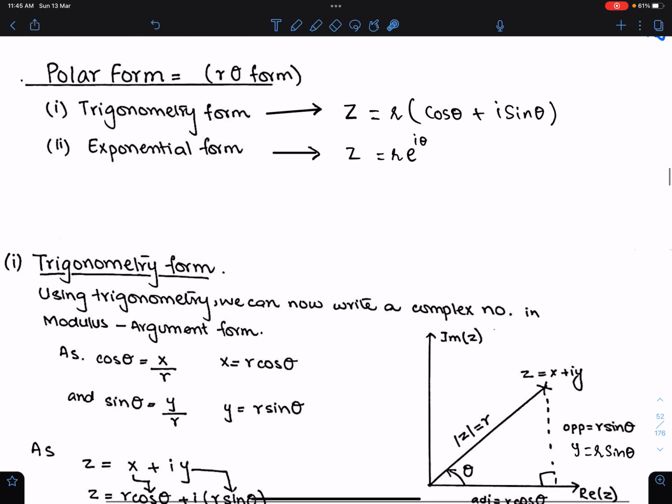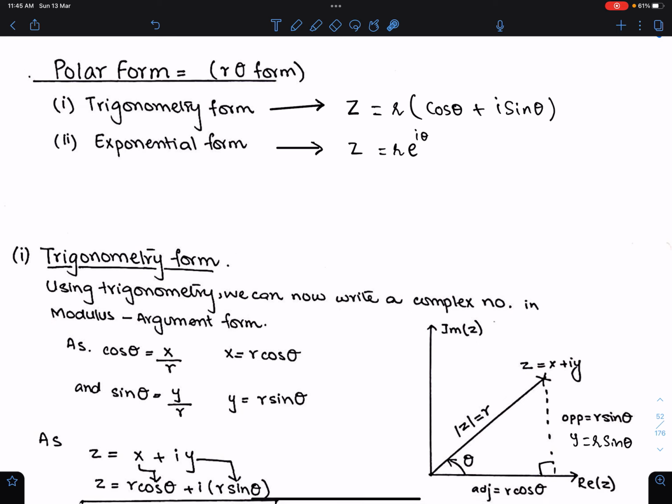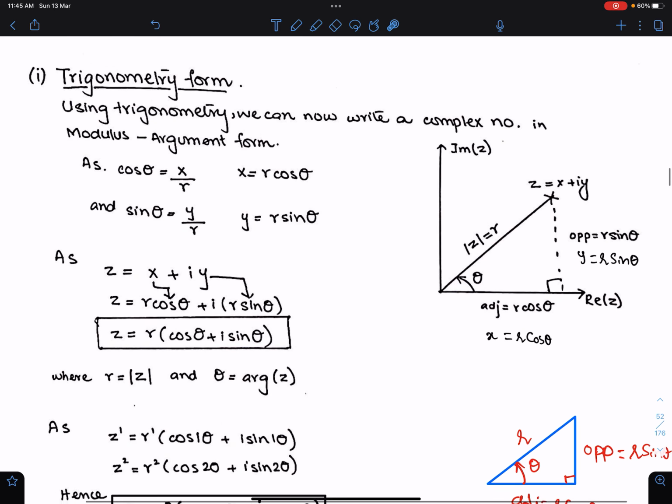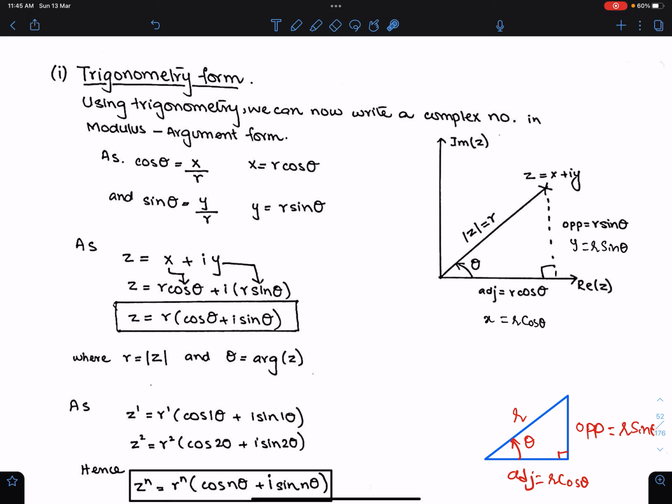Polar forms, that is r theta forms. There are two polar forms. Number one, trigonometric polar form, and number two, exponential polar form. This is the trigonometric polar form and this is the exponential polar form. Let's understand how to transform the Cartesian form into trigonometric polar form.